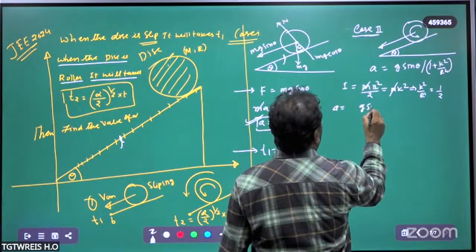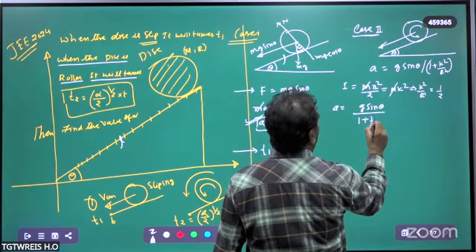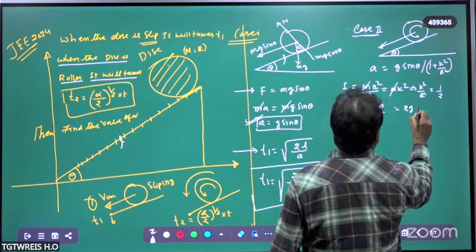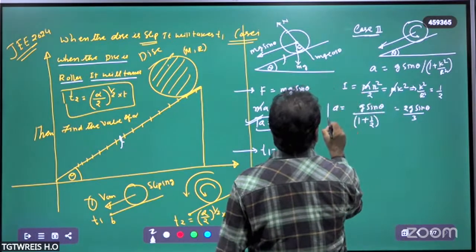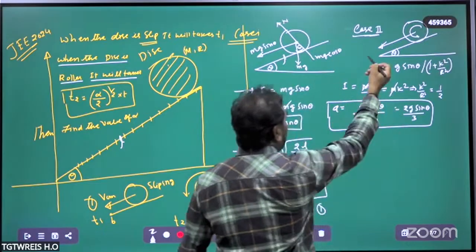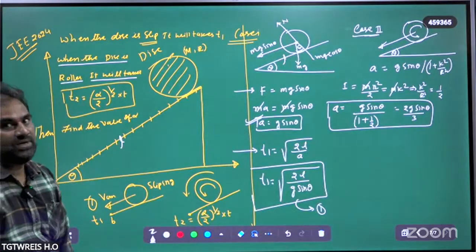g sin theta upon 1 plus 1 by 2. What does this become? 2g sin theta upon 3. So with this acceleration, the center of mass will reach the bottom. This is the second case. So how much time will it take?